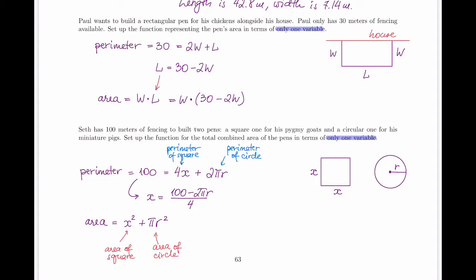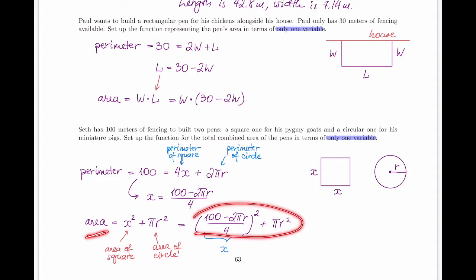Once I have that, I can plug this expression for x into here to replace the whole thing. So what I'm going to get in the end is going to be this whole expression squared. This used to be x and is now replaced with this expression, plus pi r squared. Let me just make a note here that this is x. And now I'm done. I have the expression for the total combined area written fully in terms of one variable, namely r, the radius of the circle.